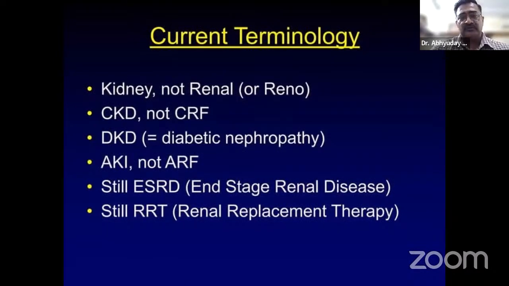So first, there were some older terminologies which are not being used nowadays, so that we do not talk about those things in front of our patients. We now say kidney disease, not renal disease. We now say CKD, chronic kidney disease, not chronic renal failure, which looks very depressing to our patients. DKD, or diabetic kidney disease, or diabetic nephropathy. We say acute kidney injury, not acute renal failure, but end-stage renal disease and renal replacement therapies we still use. We couldn't find any simpler words, but yes, for end-stage the patient should also be aware.